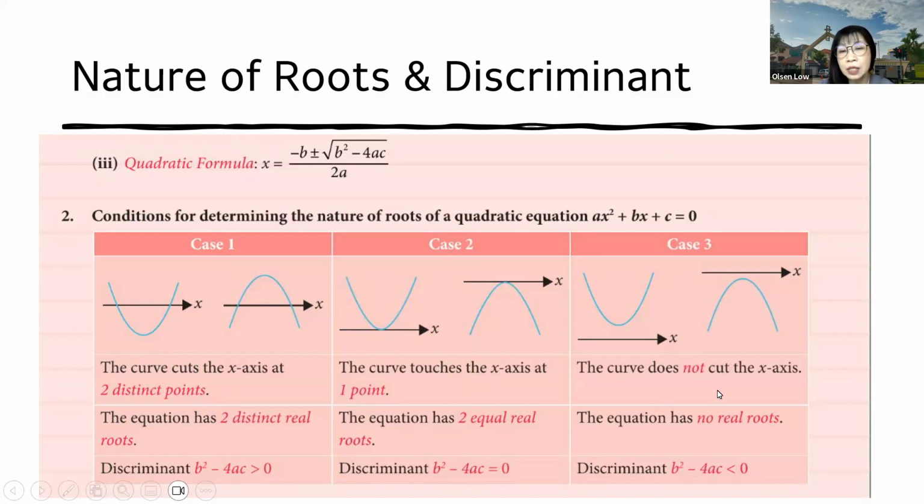And the last case will be when the curve does not cut the x-axis at all. So it is either completely above the x-axis or completely below the x-axis. In such a case, we say that the equation has no real root, and hence the discriminant is less than 0.